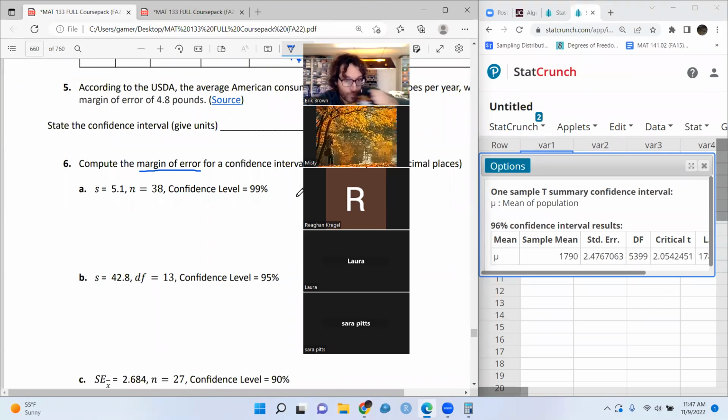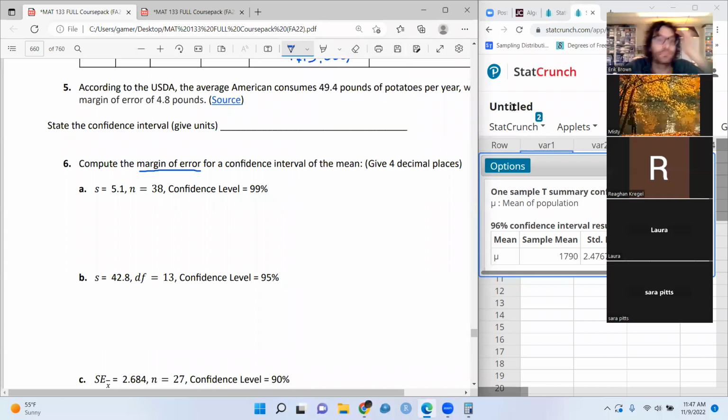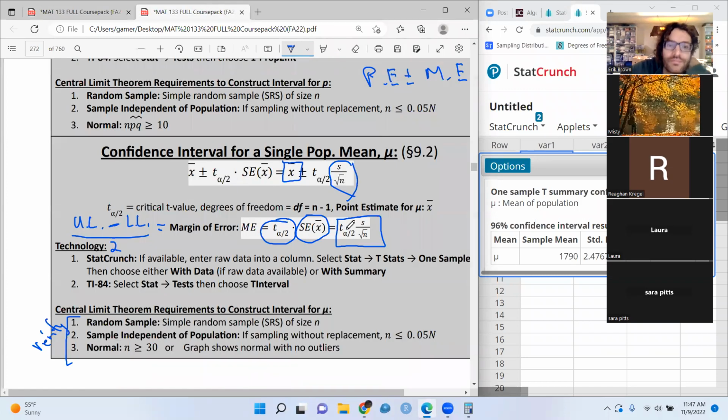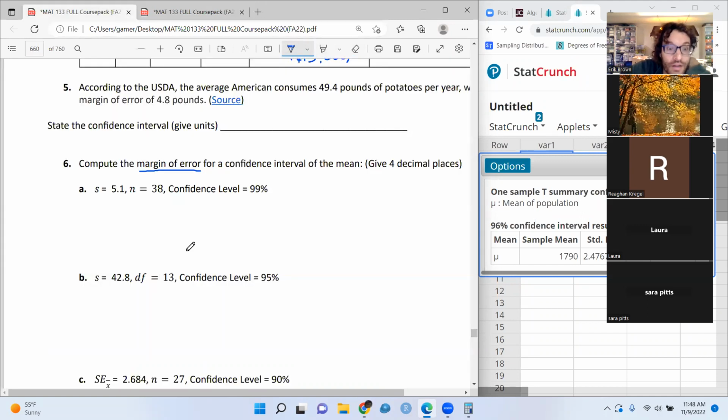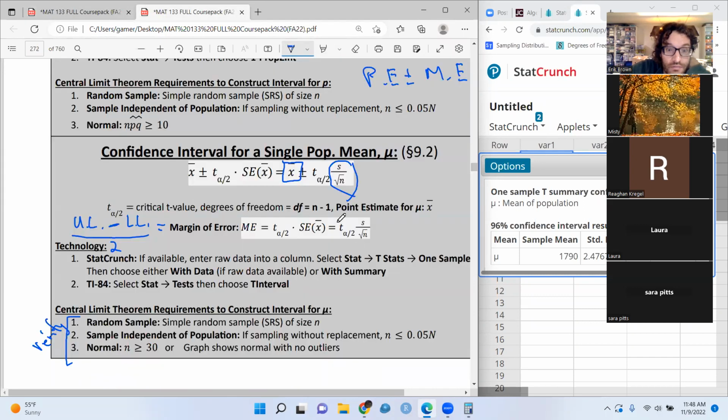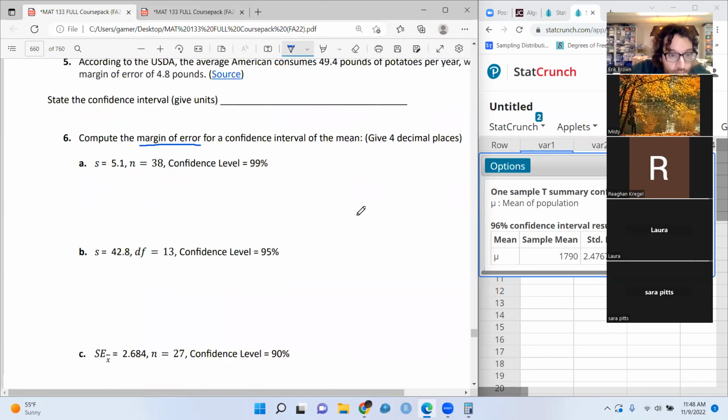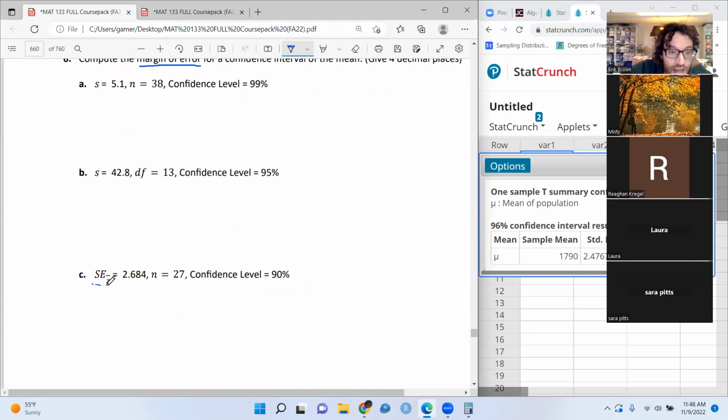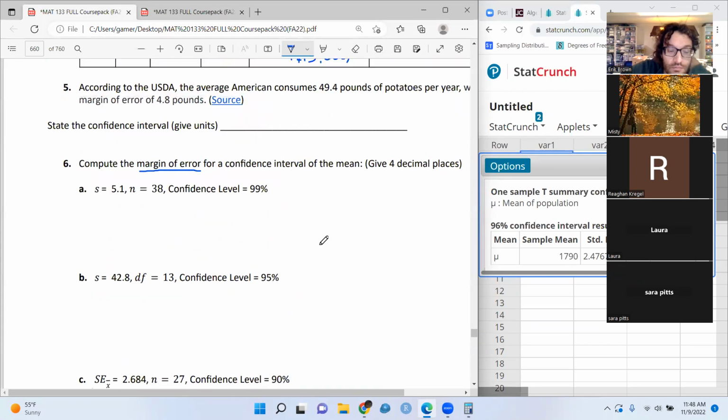Is that the t with alpha divided by 2 multiplied by S divided by the square root of n? Yes. So you're going to have to find critical t values. It looks like in some cases you're going to have to do this calculation, and in one case, we gave you that thing. All right, it sounds like you can do it.